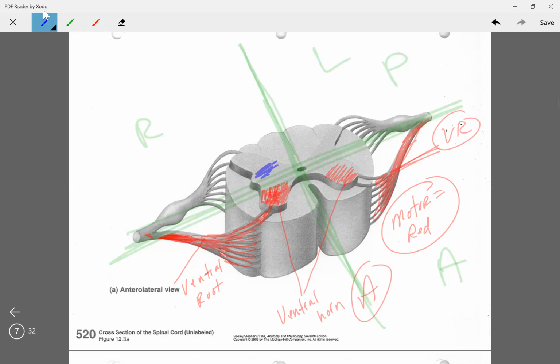Back here, this is the sensory area. So that's the dorsal horn, and that makes this the dorsal root. And that specific knot is the dorsal nerve root ganglion. Those run up and down each level of the cord.